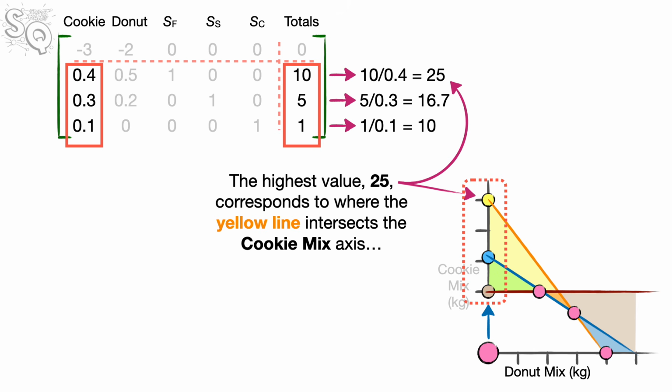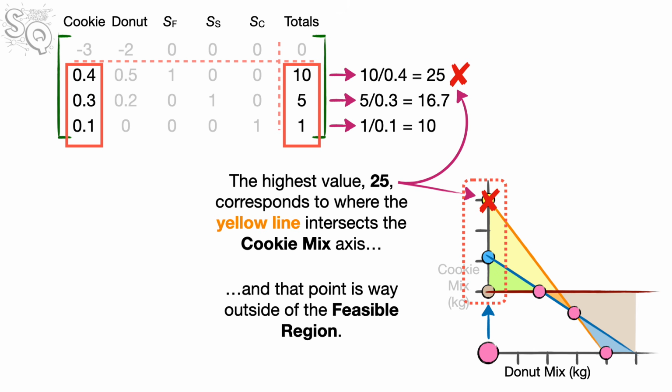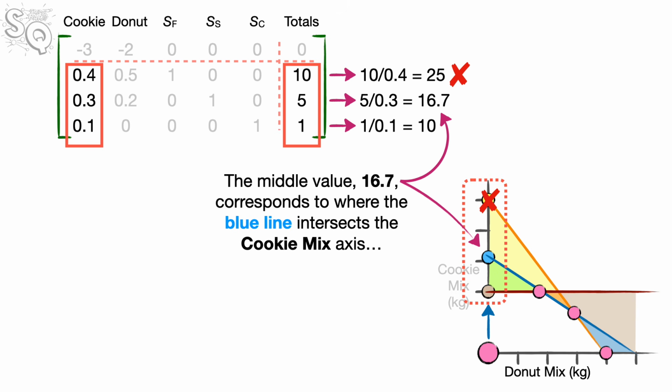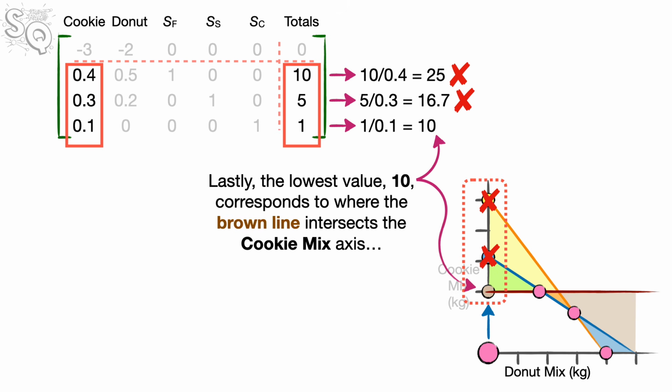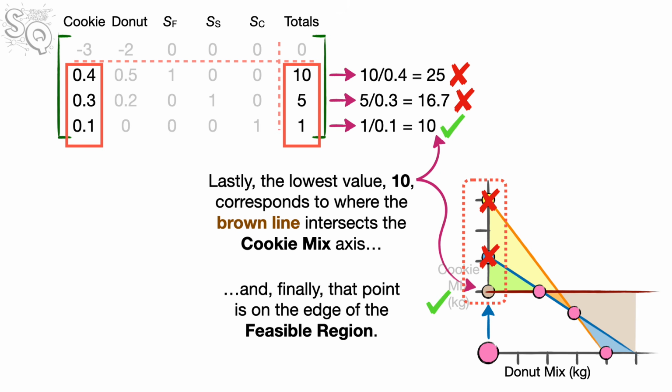The highest value, 25, corresponds to where the yellow line intersects the cookie mix axis, and that point is way outside the feasible region. The middle value, 16.7, corresponds to where the blue line intersects the cookie mix axis, and that point is also outside of the feasible region. Lastly, the lowest value, 10, corresponds to where the brown line intersects the cookie mix axis, and finally, that point is on the edge of the feasible region.